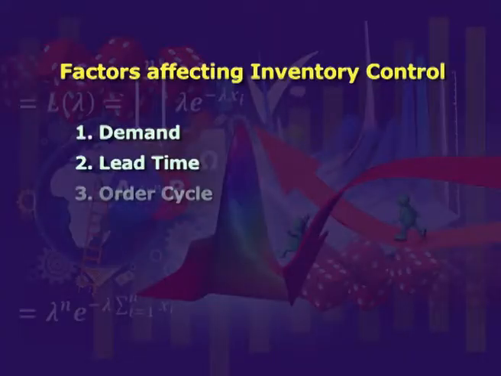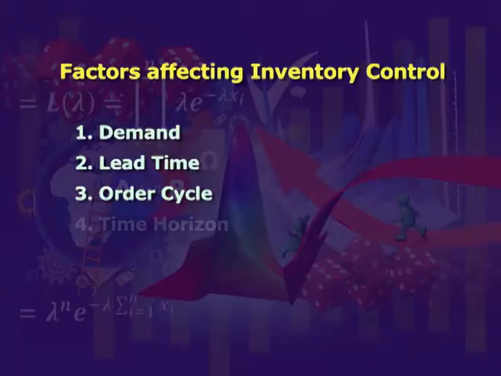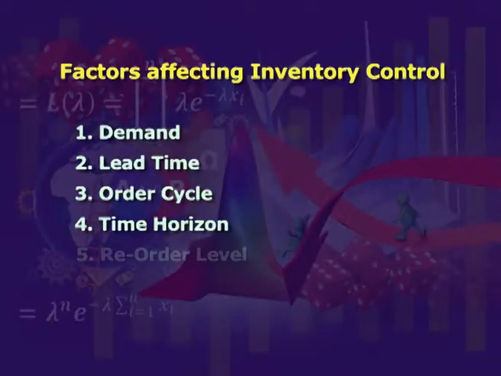Second, lead time. The time gap between placing of an order and its actual arrival in the inventory is known as lead time. Third, order cycle. The time period between placement of two successive orders is referred to as an order cycle. Fourth, time horizon. The time period over which the inventory level will be controlled is called time horizon. Fifth, reorder level. The level between maximum and minimum stock at which purchasing or manufacturing activities must start for replenishment is known as reorder level.